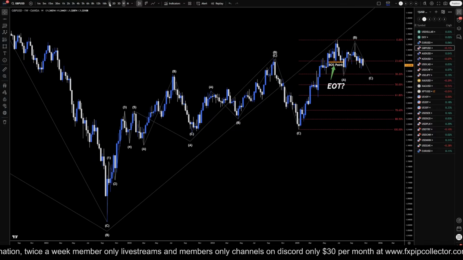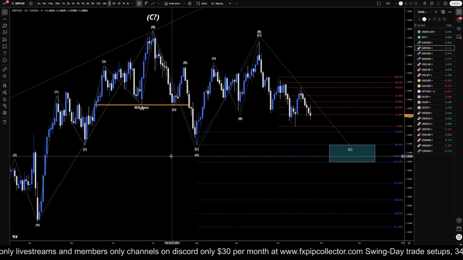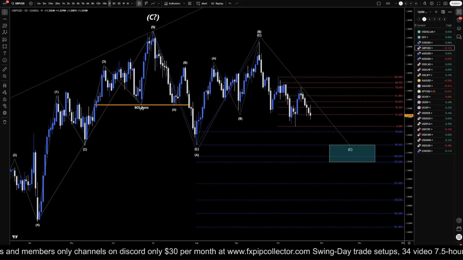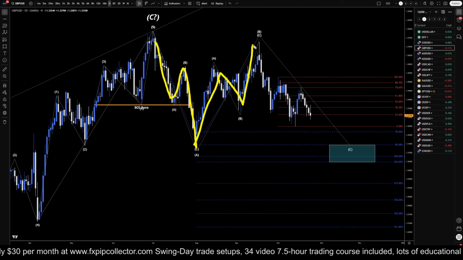Going down to the daily time frame, I still have this labeled as a flat pattern, but it could even turn into a complete trend reversal, to be honest with you, based on that weekly. But for now, we're definitely going to look at this move down as a possible pullback. So we're looking at this as 1, 2, 3 down, 1, 2, 3 up.